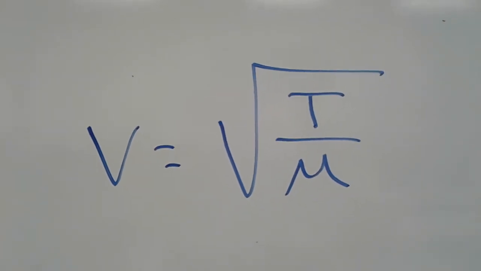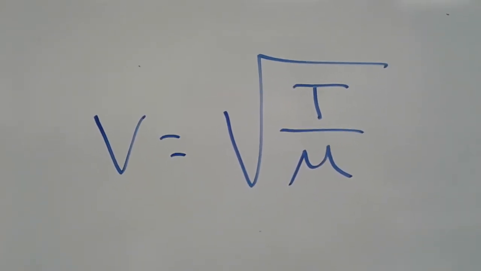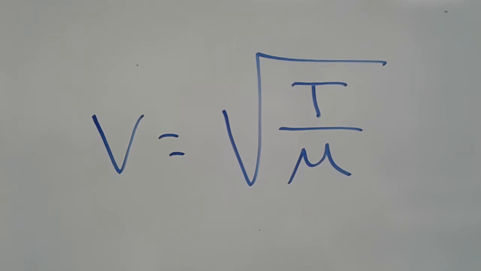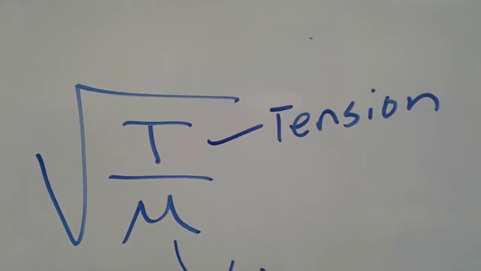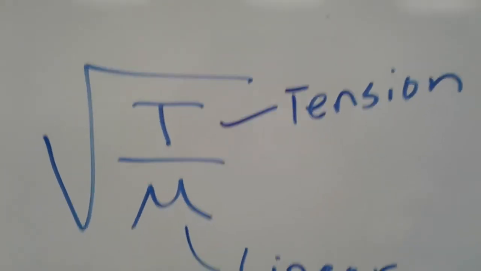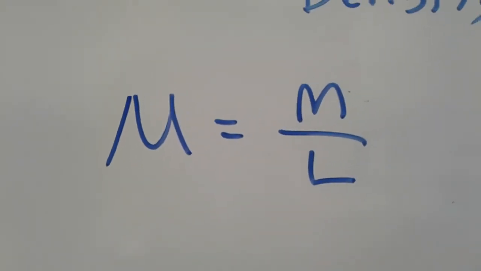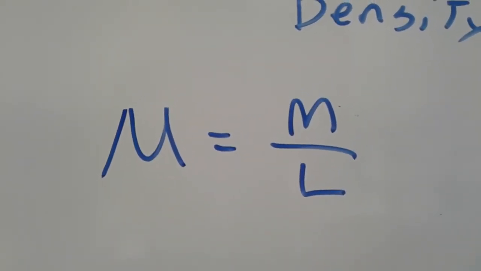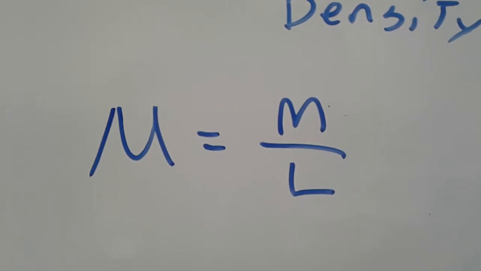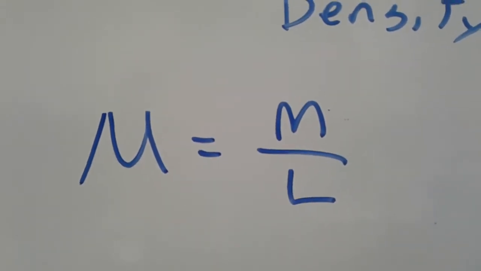You can use the formula for the velocity of a wave on a string under tension with a linear mass density. The tension can be found from the weights on the end. The linear mass density is the mass of the string divided by the length. And that's got to be the length of the string while it's stretched.